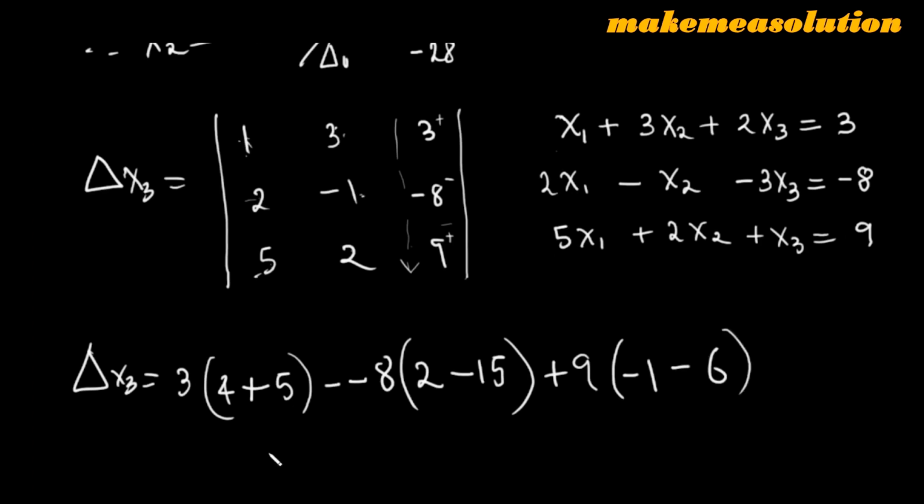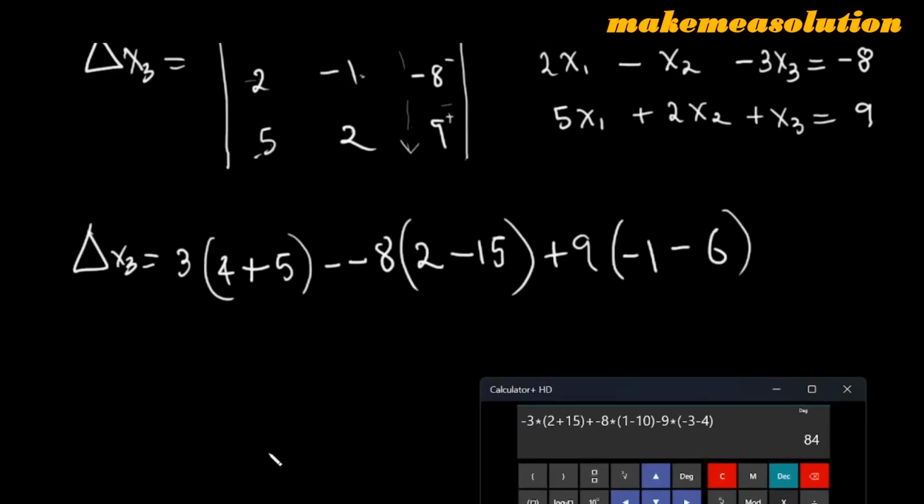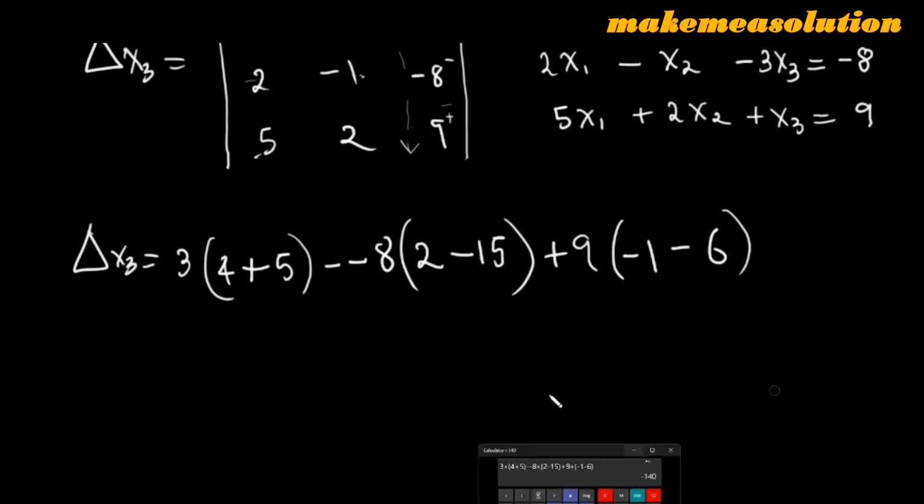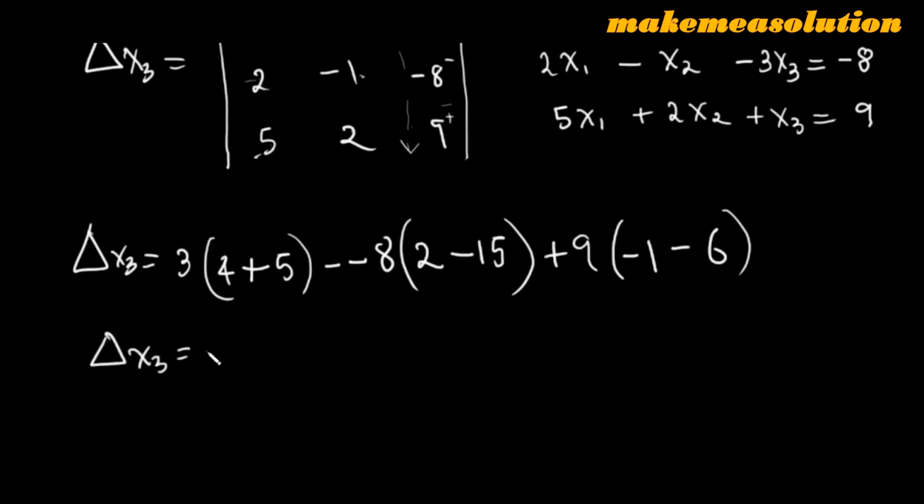Okay, so again, calculator to the rescue. You have 3 times bracket 4 plus 5. 4 plus 5 is 9, but I'm still going to use my calculator. And you now have 2 minus 15. I know 2 minus 15 is negative 13, but I'm still using the calculator. What's the difference? So 9 times minus 1 minus 6. Okay, where did I make the mistake? I didn't put the times here. My calculator is very sensitive. So I have minus 140. So delta x3 is equal to minus 140.